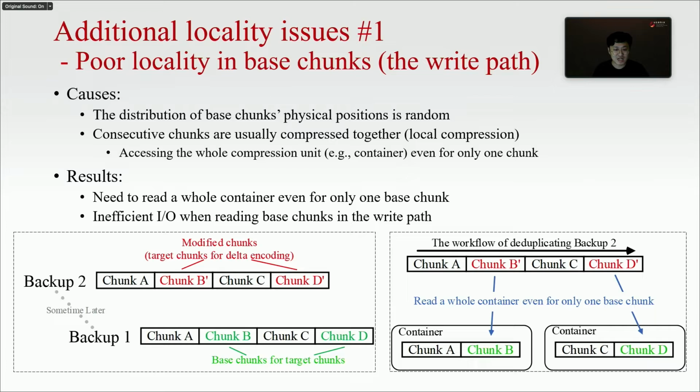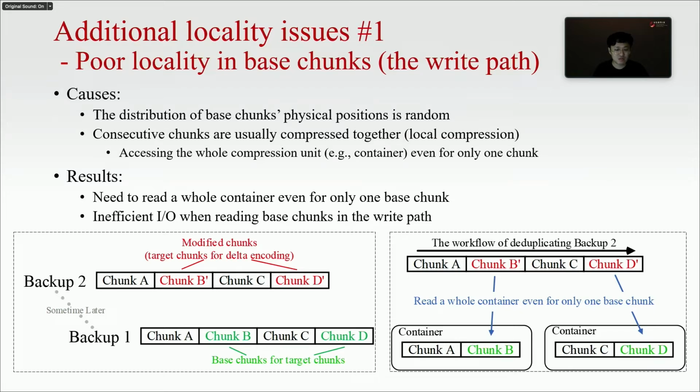This example suggests how similar chunks are generated in common cases, and it means where similar chunks appear is actually decided by users' modifications. It makes the distribution of base chunks scattered and random for the storage end. Besides, consecutive deduplicated chunks are usually compressed together to further reduce storage costs, and it means accessing any chunk must be in a large unit. These two causes lead to bad results.